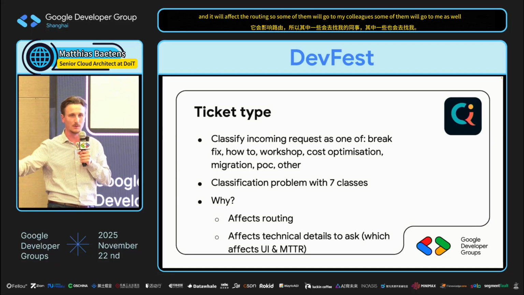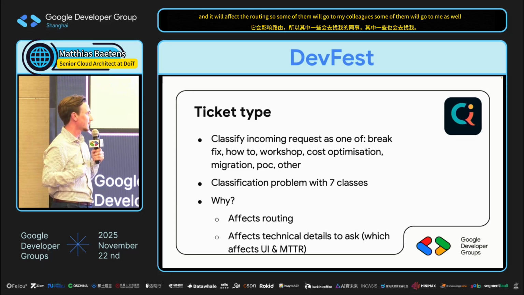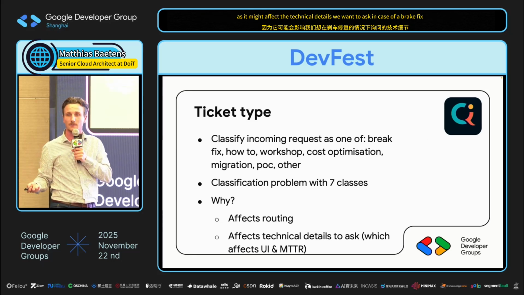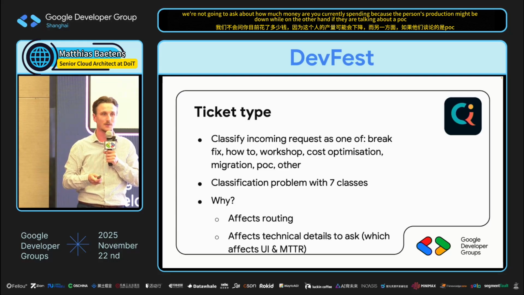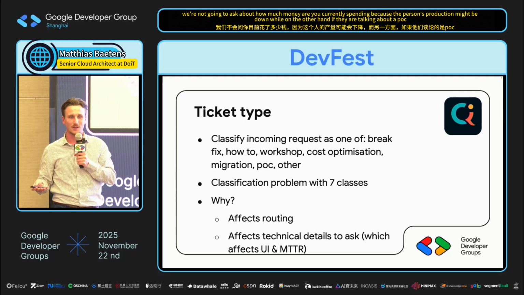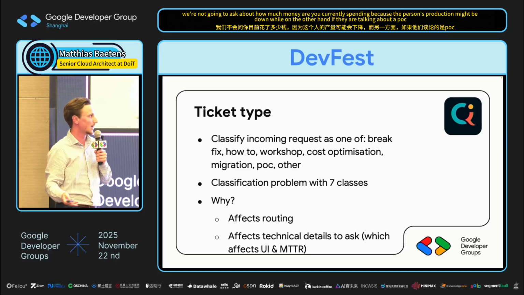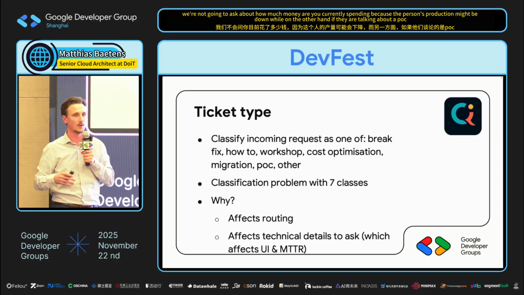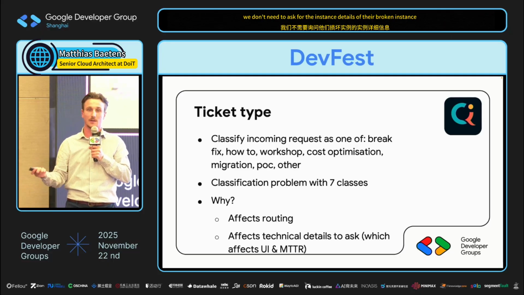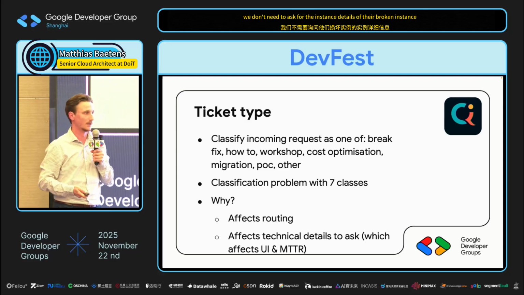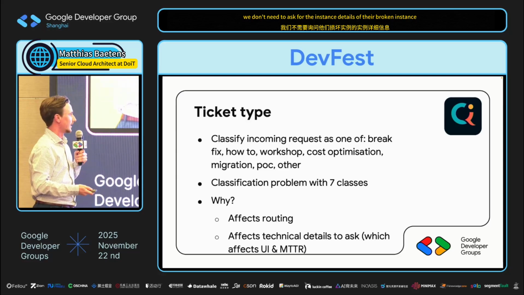So some of them will go to my colleagues, some of them will go to me, and it might affect the technical details we want to ask. In case of a break-fix, we're not going to ask about how much money are you currently spending, because the person's production might be down, while on the other hand, if they're talking about a POC, we don't need to ask for the instance details of their broken instance.